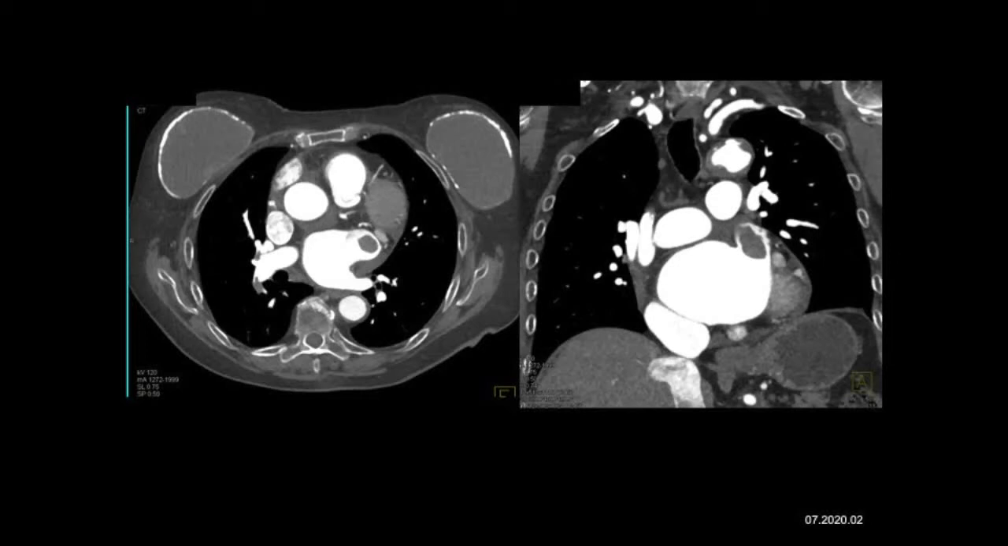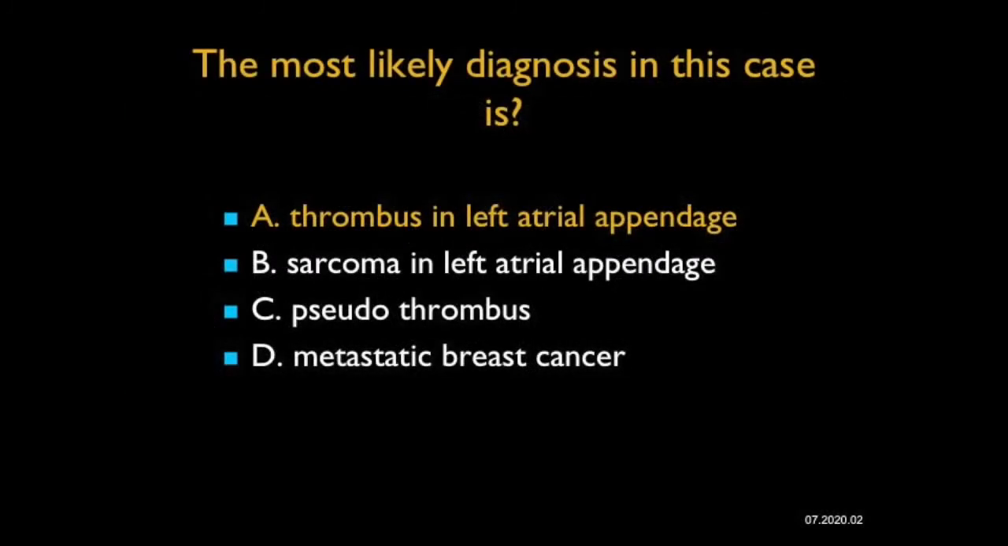And this is circular and round. It's not a fluid level as in a pseudothrombus. That's not the case. And metastatic breast cancer can go to the heart, but usually the pericardium. And this is smooth, and this is a very nice example of a left atrial thrombus. Very nicely shown on both the axial and the coronal imaging.